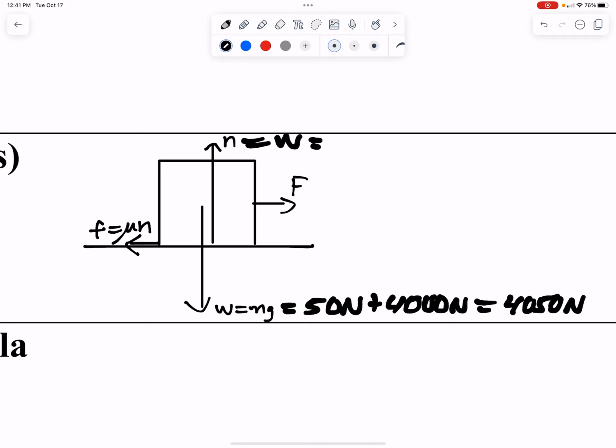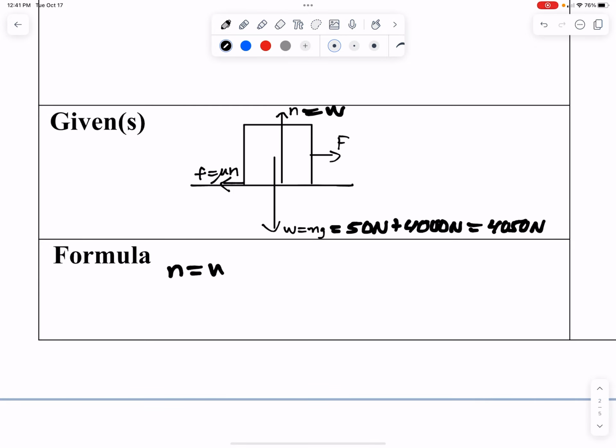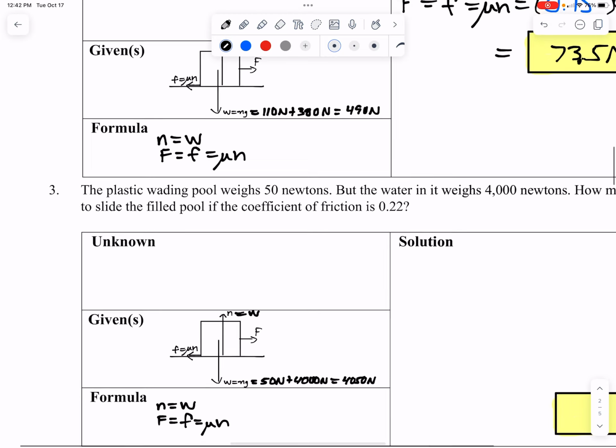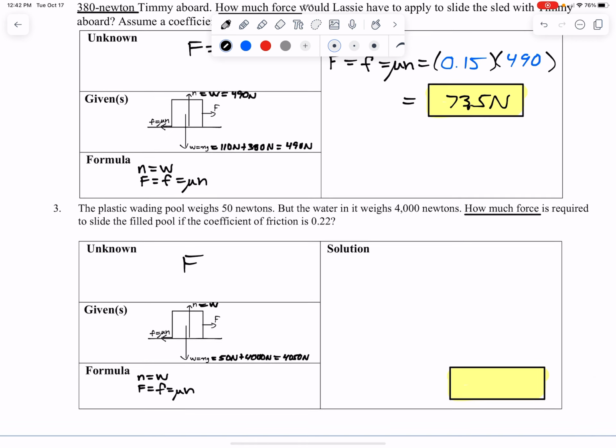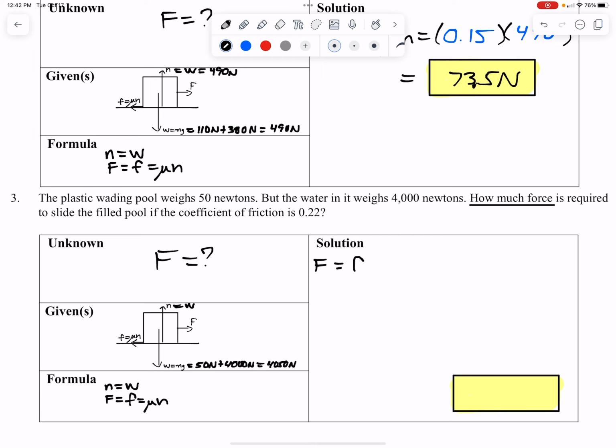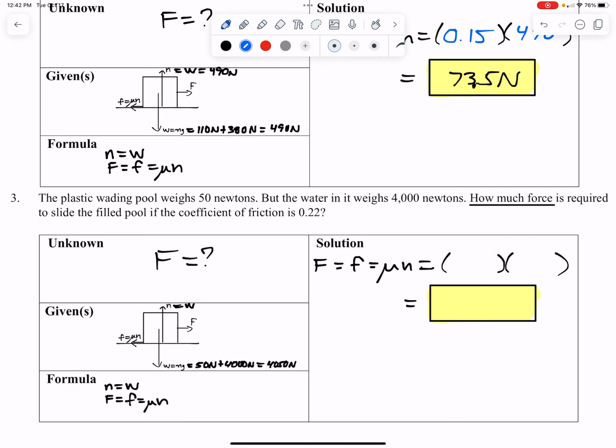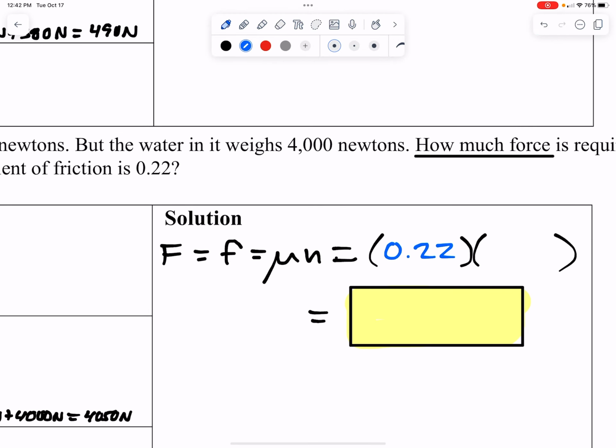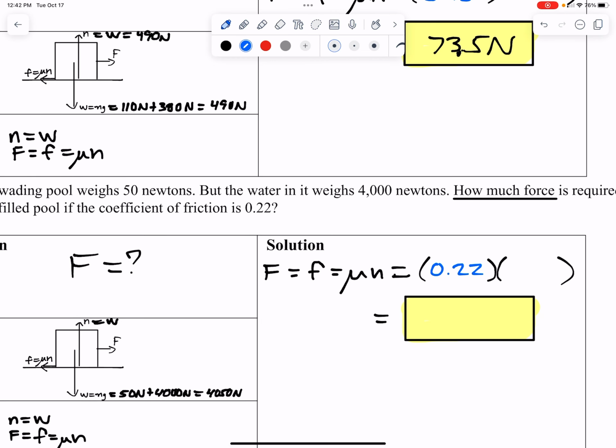Your normal force is the same as your weight. And applied force balances your friction. So normal force balances your weight. Applied force balances your friction, which is equal to mu times normal force. Again, we're looking for how much force, so we're looking for F. So F is equal to the friction, which is equal to mu times normal force. Okay, and the mu was 0.22, and the total normal force that must be overcome, the total normal force acting from the ground, is about 4,050 newtons. And so in order to move the swimming pool with water in it, you have to apply a force greater than 891 newtons.